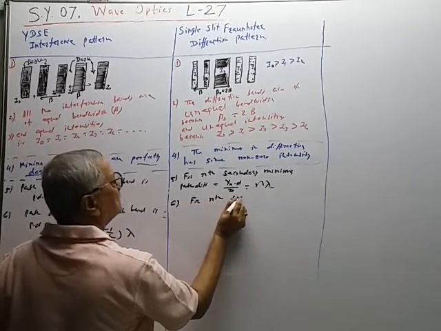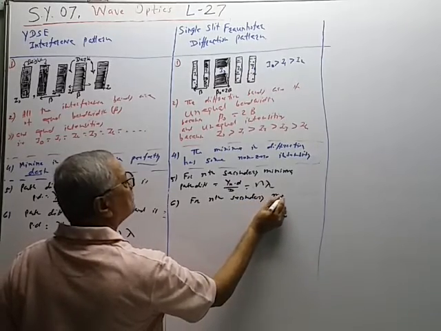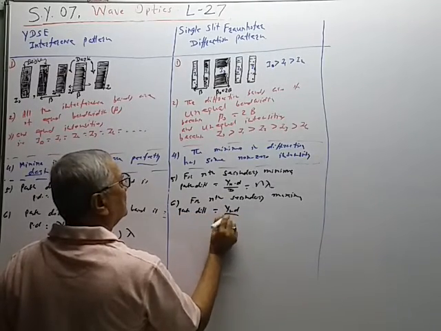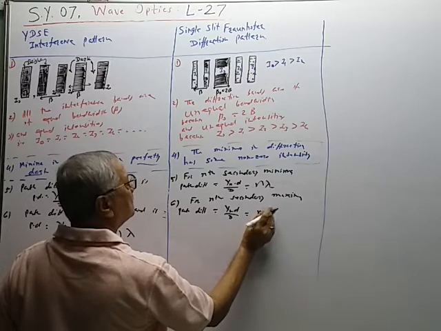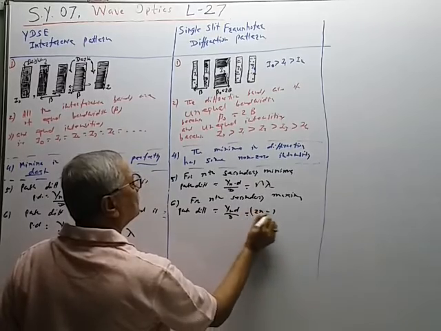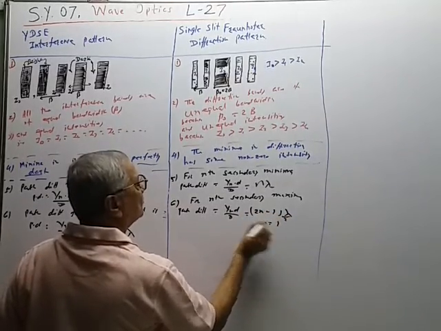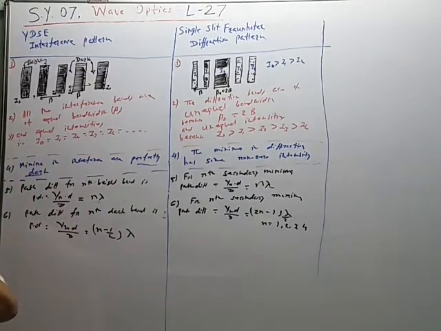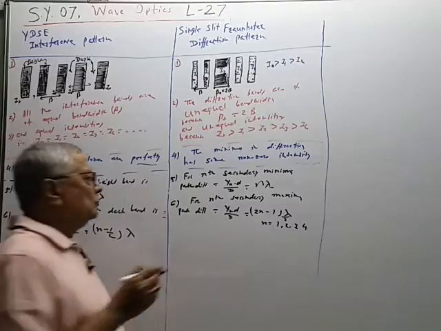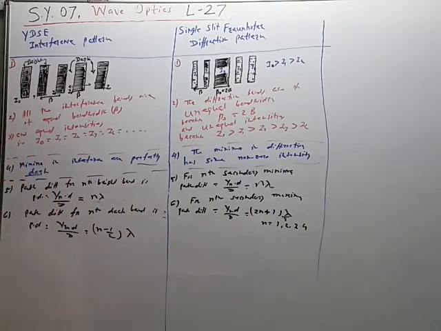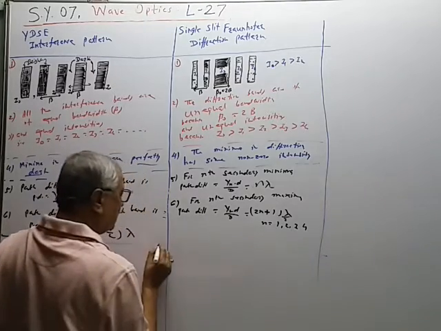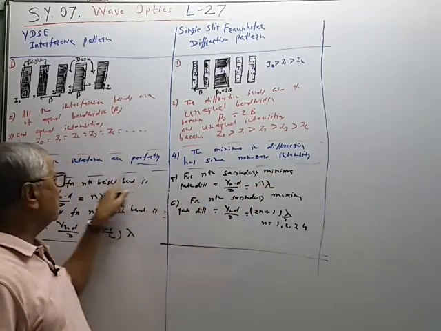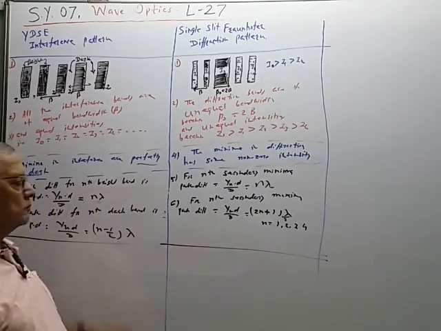For nth secondary maxima, path difference is equal to Yn into d upon D is equal to 2n minus 1 into lambda by 2. N starts from 1. N is equal to 1, 2, 3, 4, like this. So the values of path difference are exactly opposite. Even multiple of lambda by 2 for secondary minima, and odd multiple for maxima, bright band, like this.